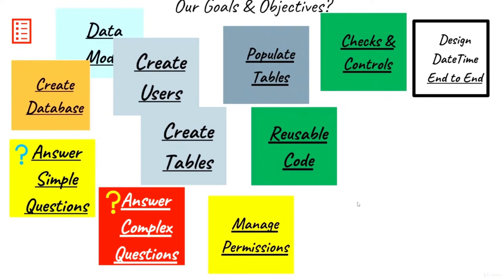And the next thing we'll target is designing a date and time table, or an entity, end to end. When I say end to end, what I really mean is that in this exercise, we're going to go through the entire life cycle of designing the table, right from logical to physical design to populating the data, and even modifying the table and querying that table and everything. So this is going to be a very interesting exercise for us.